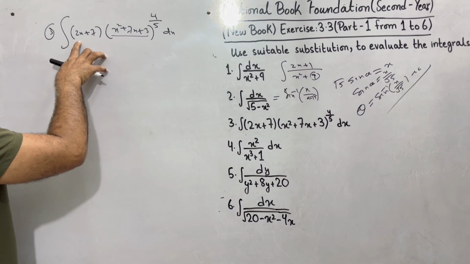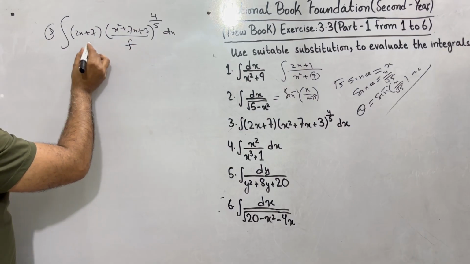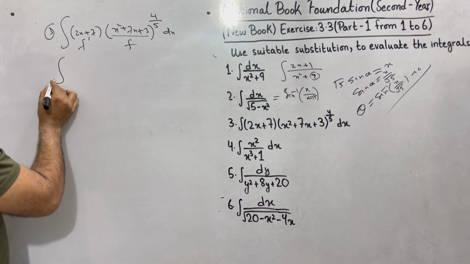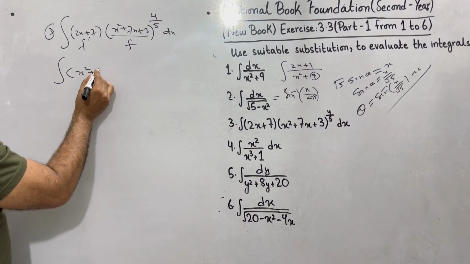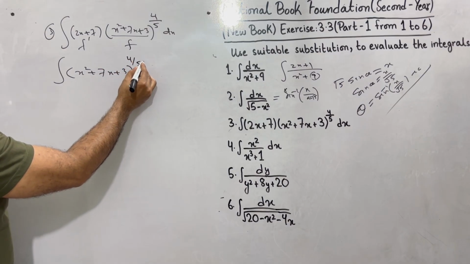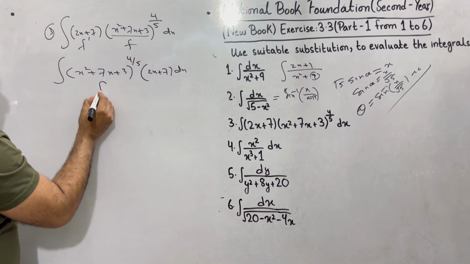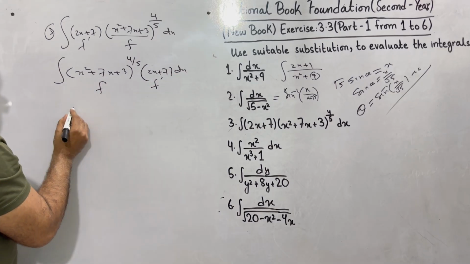Differentiation of x square is 2x. Good. Differentiation of 7x is 7. Bingo. That's our function, and that's our derivative. Arrange the situation to look better: (x square plus 7x plus 3) raised to 4 over 5 times (2x plus 7) dx. Now that's our function, that's our derivative.